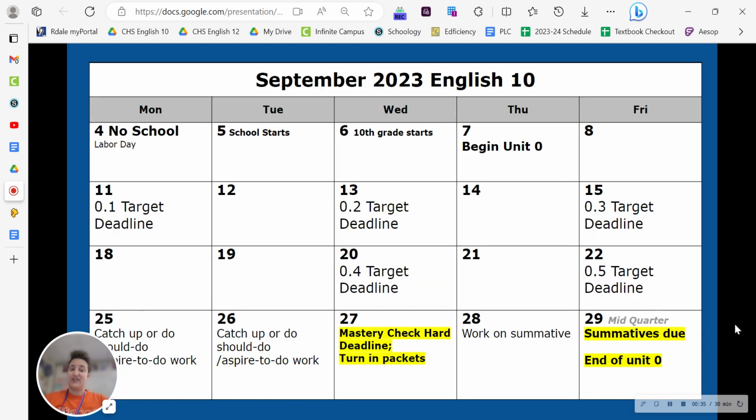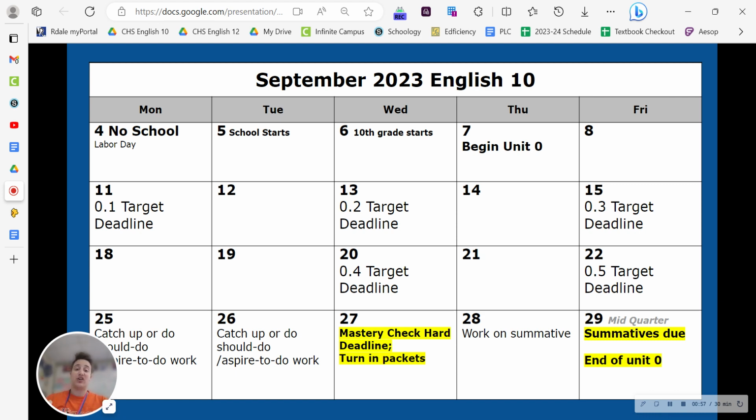So this is our calendar for our first unit, Unit 0. If it looks familiar, that's because you have this exact same calendar on the very front of your unit packet, so you can look at it at any time. You'll have a calendar for every unit we do, so make sure you're checking it to see what's coming up and what you need to know.